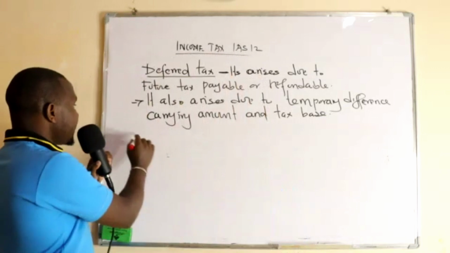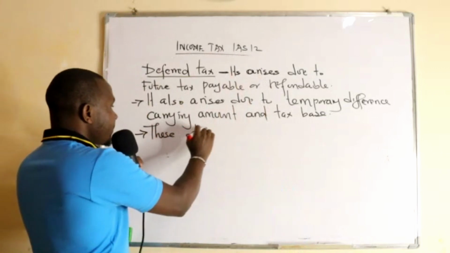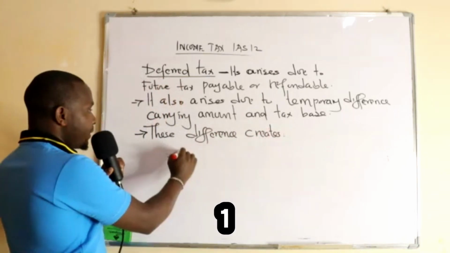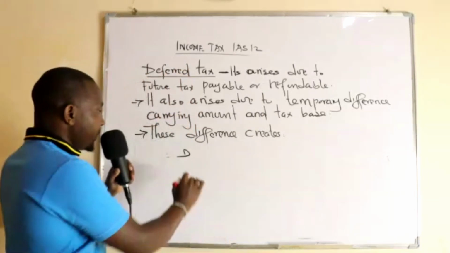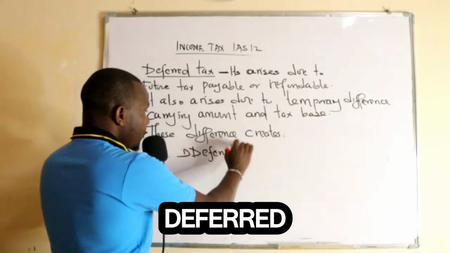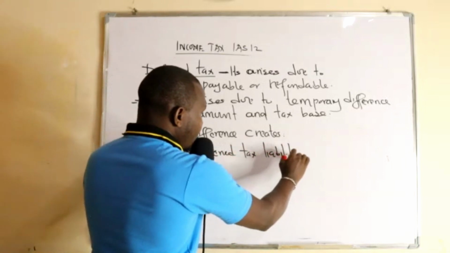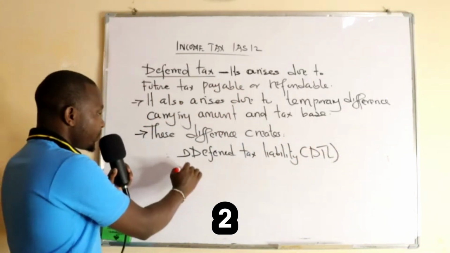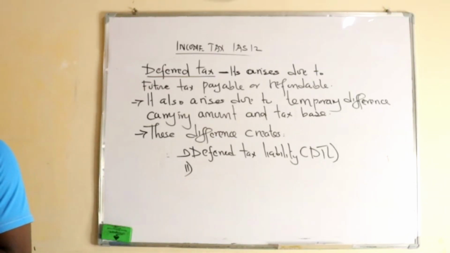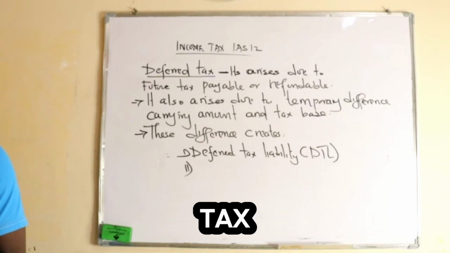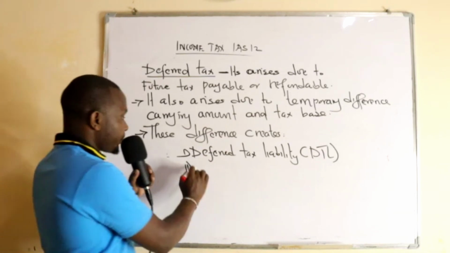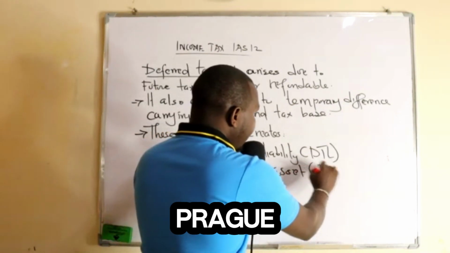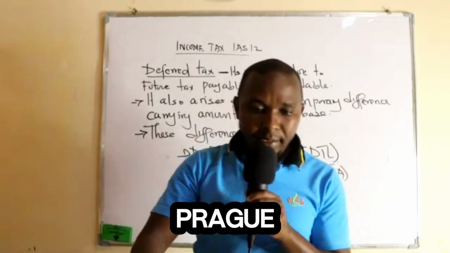So you can say this difference creates: number one, deferred tax liability (DTL); number two, deferred tax asset (DTA).